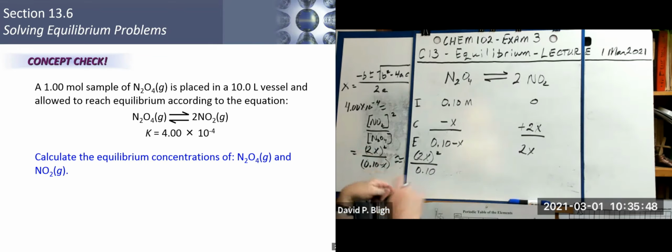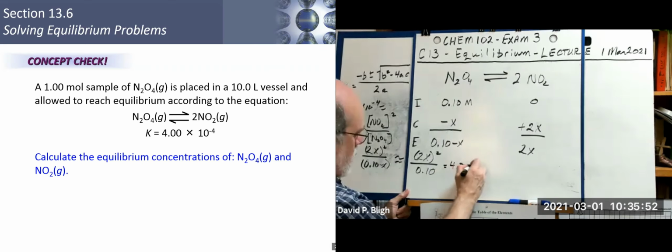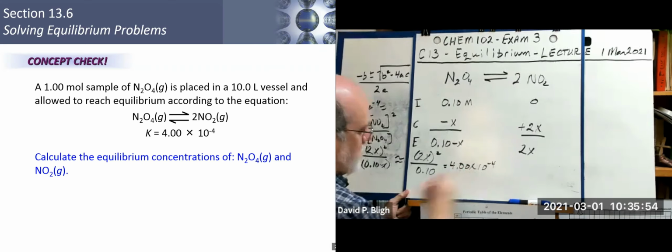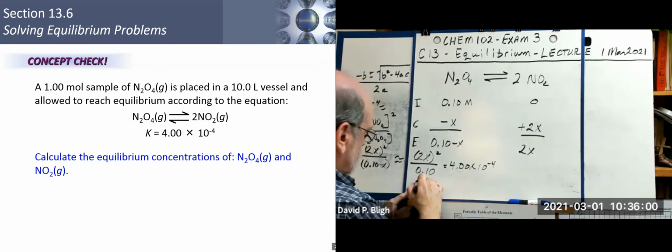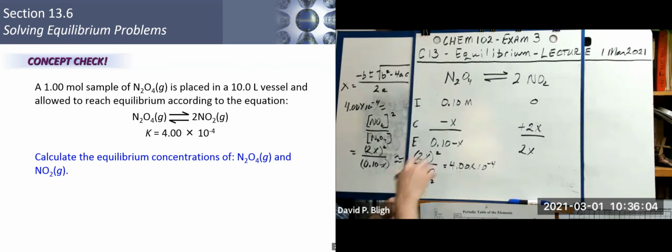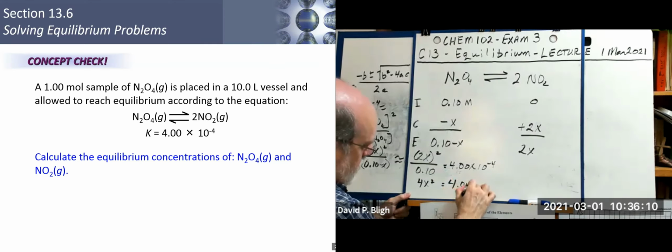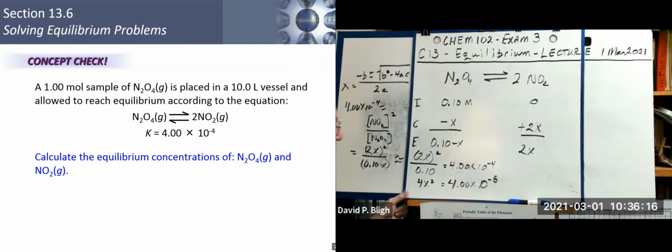So now let's solve the equation. If this is equal to 4 times 10 to the minus 4, then 0.1 times that would make this 4X squared. Square that term, and then multiply this one times that one, 4.00 times 10 to the minus 5.